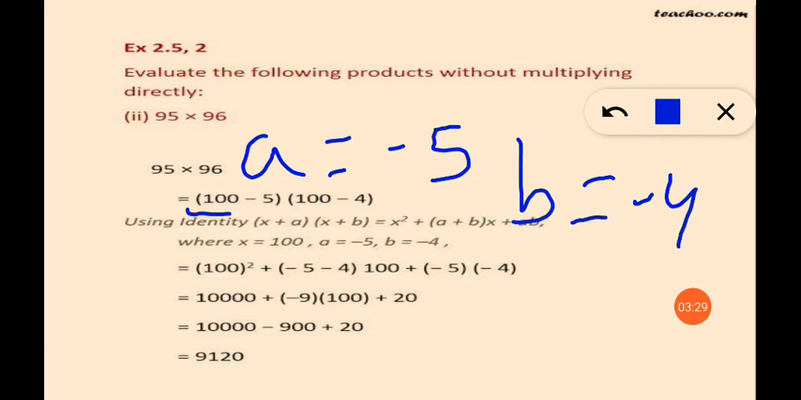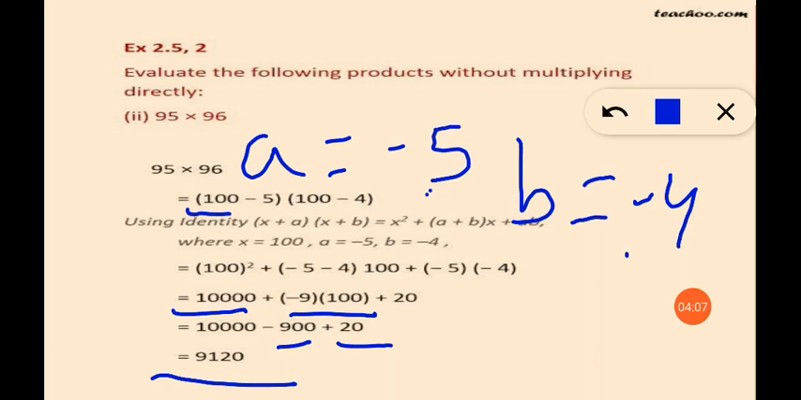So what is the formula? The formula says x², so 100² is 10,000. Then (a + b)x: −5 plus −4 is −9, multiplied by 100, is −900. Then a times b: 5 times 4 is 20, minus into minus is plus, so +20. And hence we solve it and we get the answer.